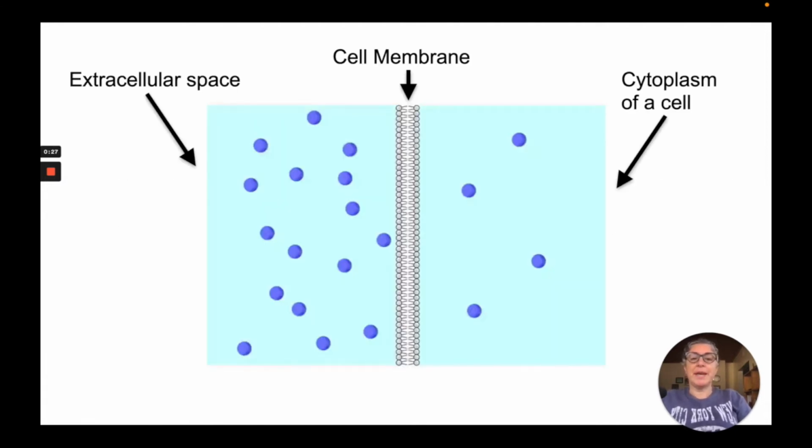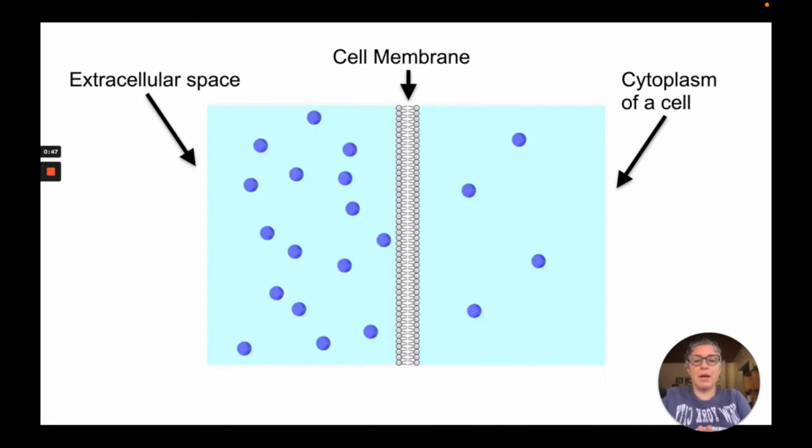So just before we get into this, diffusion can happen in a gas, and it can happen in a liquid, so it could happen in water or in the air. But now we're going to focus on what happens in a cell.